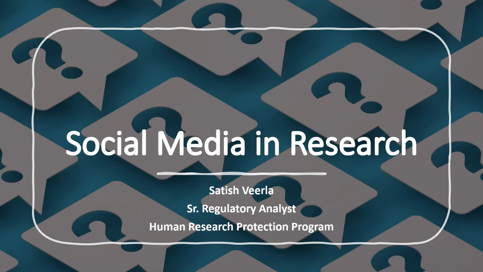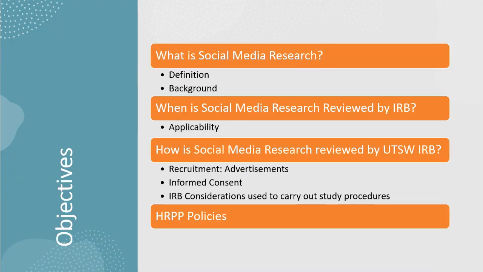And today's topic is about social media use in research. Let's go to the objectives of this topic. I will start with the definition and the background of what social media is, and then what is the applicability in the IRB review world. And then, when it comes to social media research reviewed by UT Southwestern IRB, what are the things we look for and what are the considerations used to carry out the study procedures? And finally, we'll end with HRPP policies.